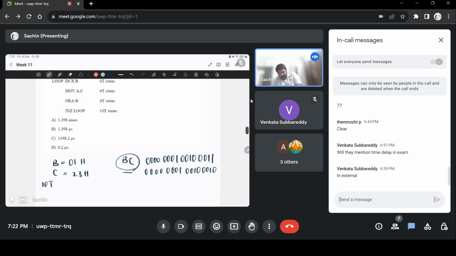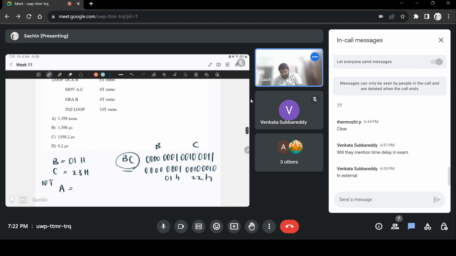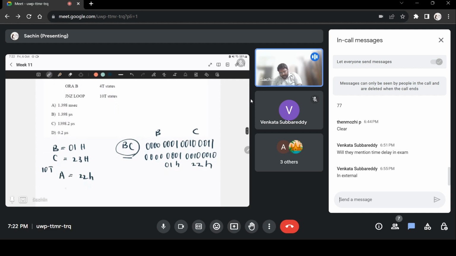And then MOV A, C will move the contents of C to register A. So here, this is the contents of B, this is the contents of C. Once you are done with DCX B, the contents of C are 0010 0010, that is 22H. B is still 01H. So your A will become 22H. Then you are ORing that with B. ORA is OR only, right?